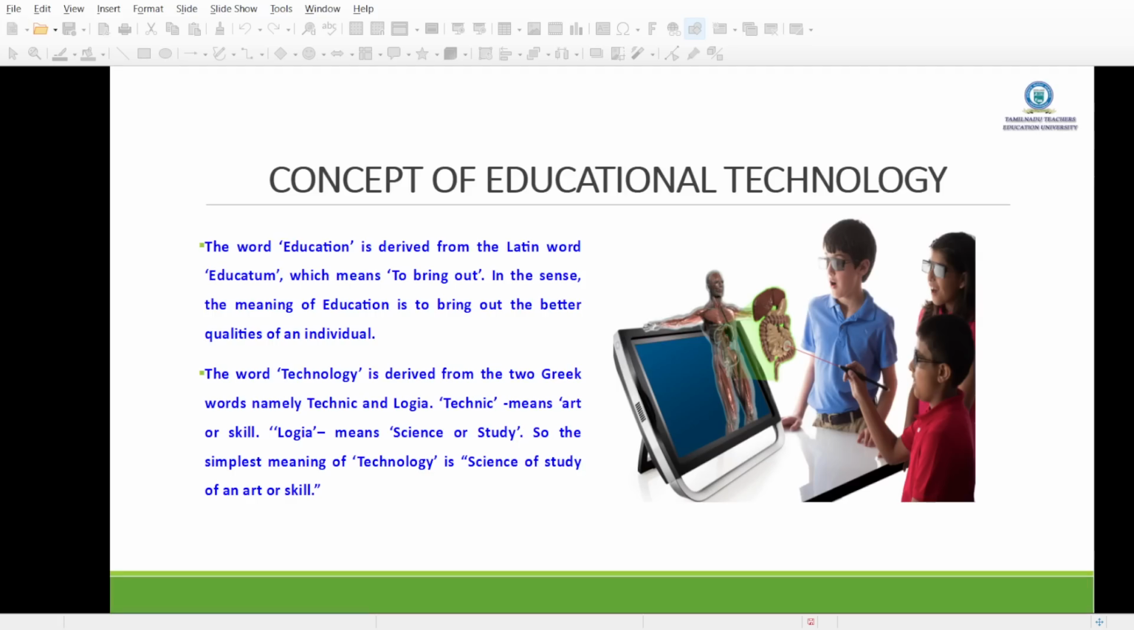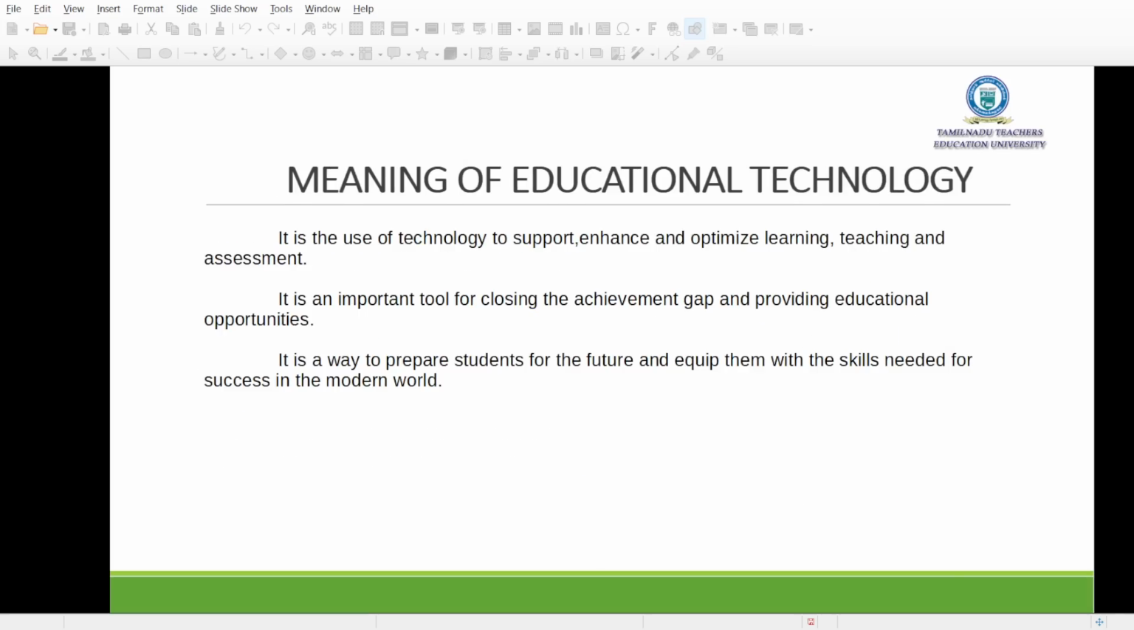The word education is derived from the Latin word educatum, which means to bring out. In this sense, the meaning of education is to bring out the better qualities of an individual. And the word technology is derived from two Greek words, namely technic and logia. Technic means art or skill. Logia means science or study. So, the simplest meaning of technology is the science or study of an art or skill. Then we will discuss the meaning of education technology.